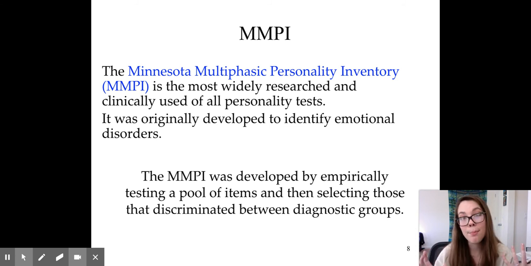When we get into abnormal, there's some personality traits that are, sorry, that was my phone.